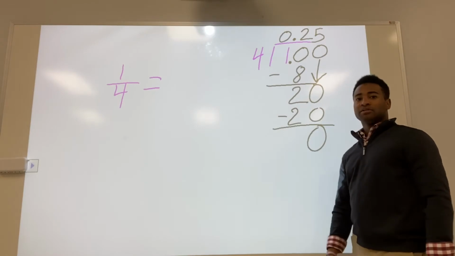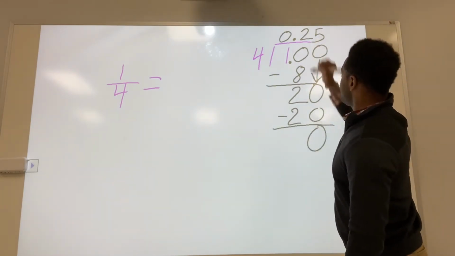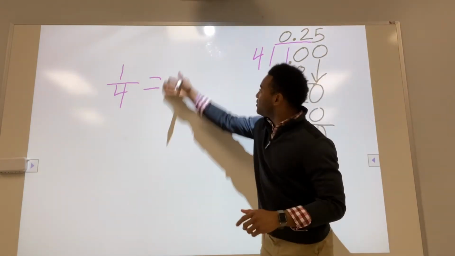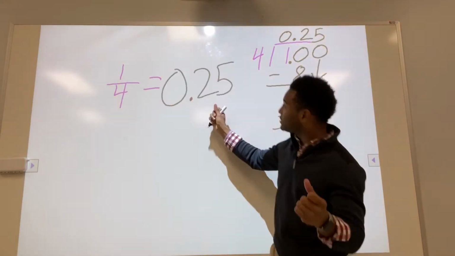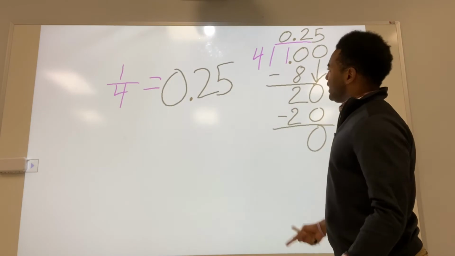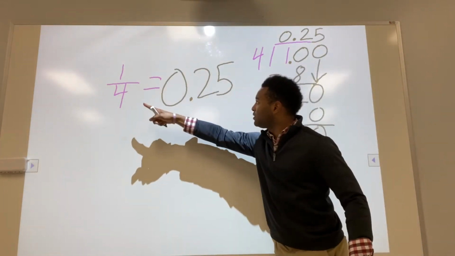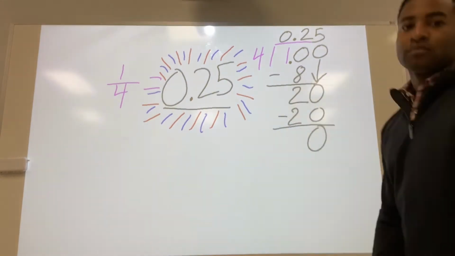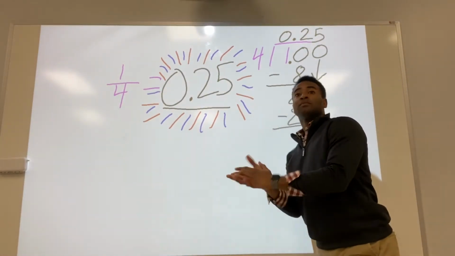I have no remainder. So if I go ahead and put a number right there, I can have my answer. So 1/4 equals 0.25.